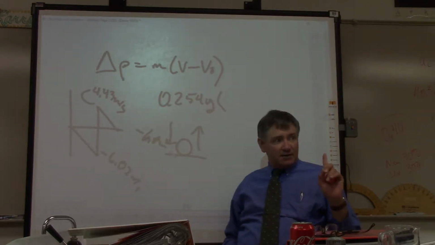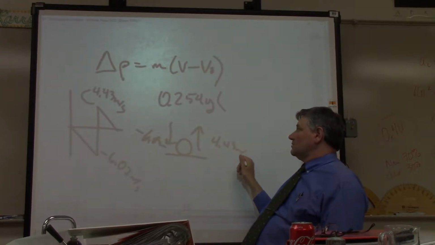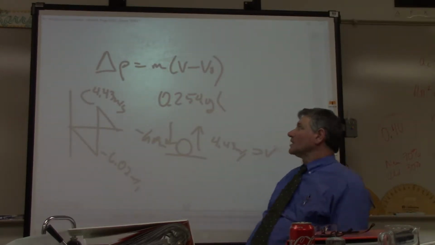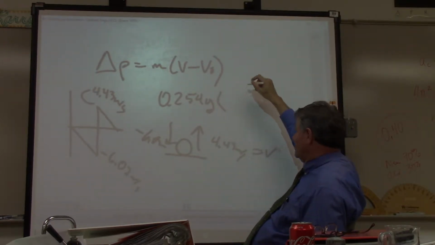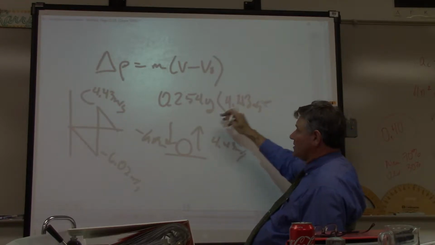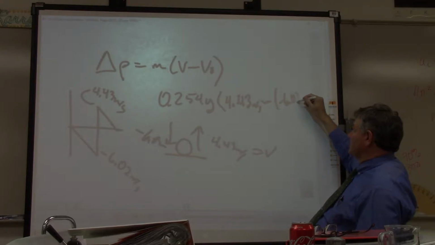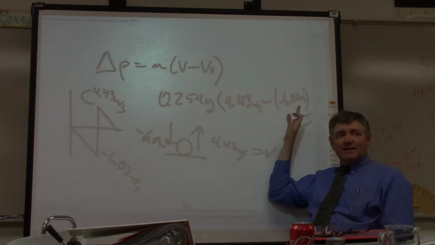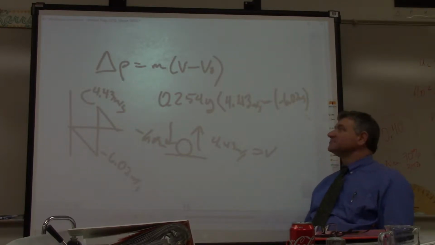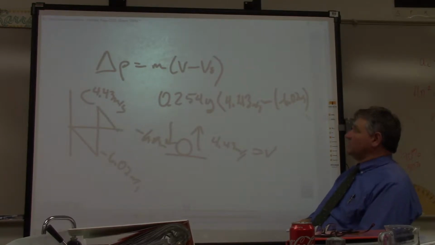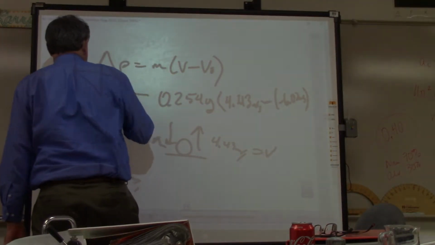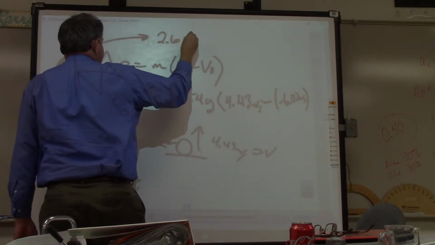When it left, it was traveling at 4.43 meters per second. Okay? So this is going to be my V. The negative 6.02 is going to be your V naught. So I'm going to have V, which is 4.43, minus my V naught. So notice that you've got a negative minus a negative. Cool with this? Okay, so somebody take 4.43, basically plus 6.02, multiply that by 0.254. What'd you get? 2.65. Now, what units?